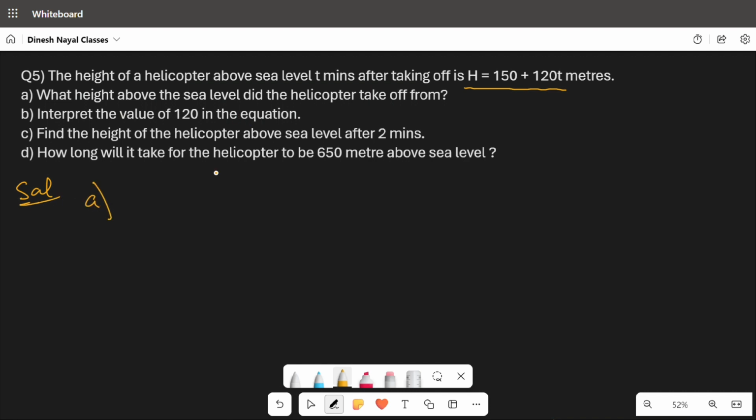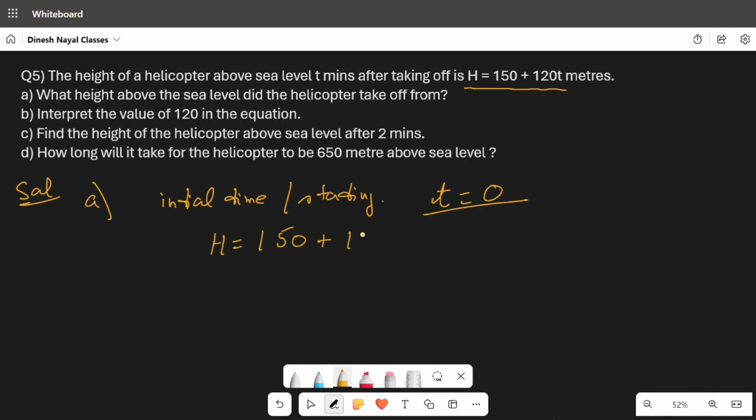So we are talking about the initial time, or you can say the starting time. So at starting time, what we do? We take t equals 0. Just substitute t equal to 0 in the equation. H equals 150 plus 120 into 0. Sorry for my bad handwriting actually. So the initial height of the helicopter was 150 meter before takeoff. So it was already 150 meter above sea level.